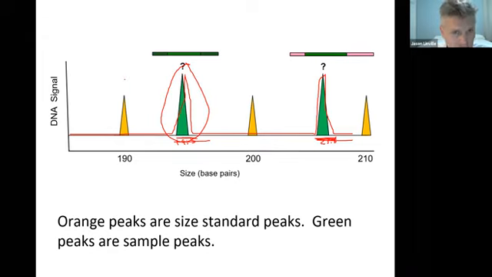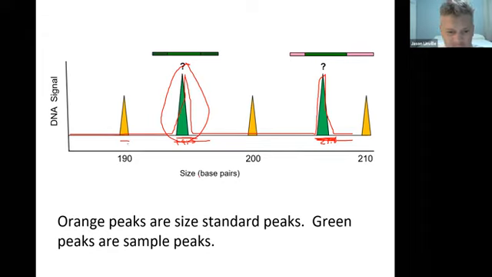And these orange ones, the instrument knows those are our size standard peaks. So the instrument looks at all of the orange peaks that come out, from 75 to 500, and it starts labeling them. It knows that it should see 10 peaks from 75 to 500, and it knows the first one is 75, the second one is 100, and it labels them all.